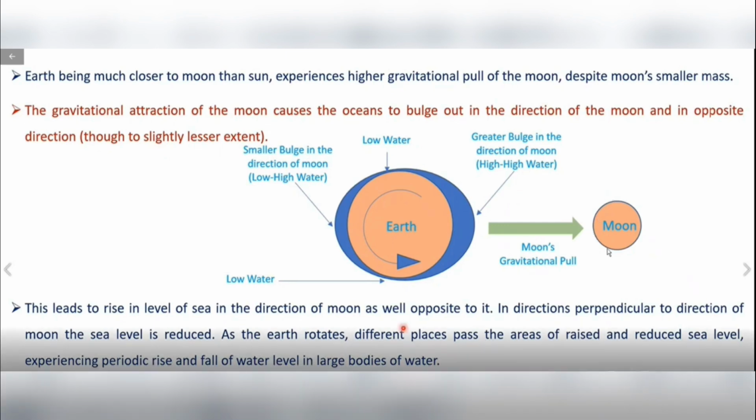Now you see we have the moon here. Moon is exerting a gravitational pull on the earth as well as the water.